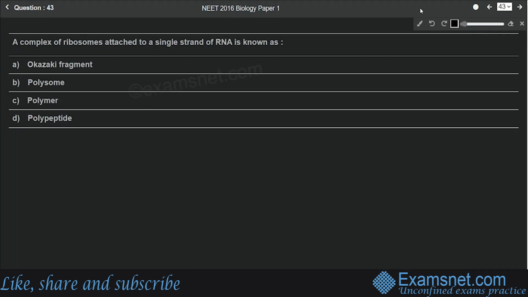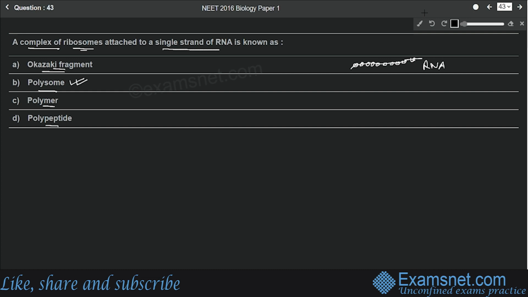Question number 43 is from the chapter Cell, the Unit of Life. And the question is, a complex of ribosomes attached to a single strand of RNA is known as, options are Okazaki fragment, polysome, polymer and polypeptide. And the correct answer is option B, that is polysome. Okay. So suppose this is the RNA. So we know that there are a number of ribosome units attached here. So these are known as polyribosome or polysome in short. Okay. So option B is the correct answer.